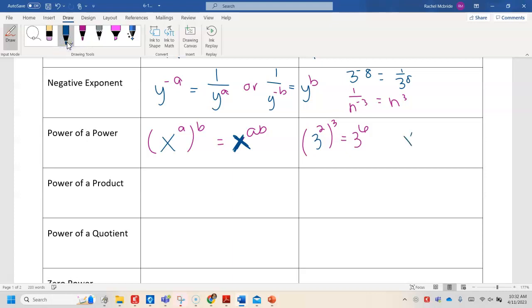A variable to a power also becomes multiplied. A positive times a negative becomes a negative, and then you would have to get rid of the negative exponent and bring it down. So eventually all of these parts are going to start working together.